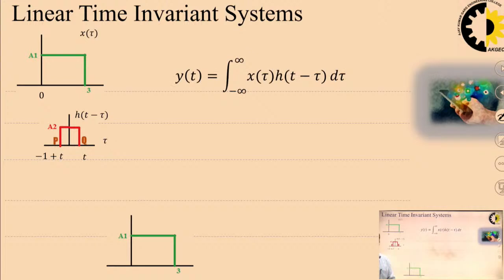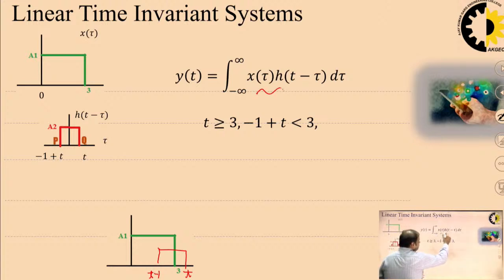We now look at the next case, where the point q is ahead of 3, and remember the point q is basically t. The point q is ahead of 3, but t minus 1 is behind 3. So if I evaluate this, the overlapping is this, and you can understand the limit is changing.